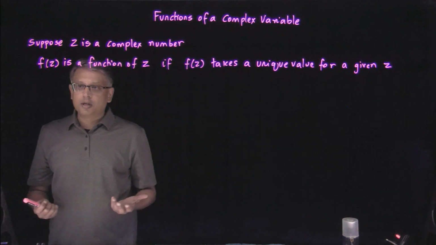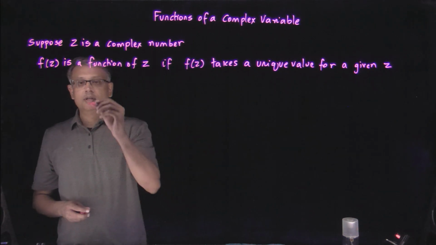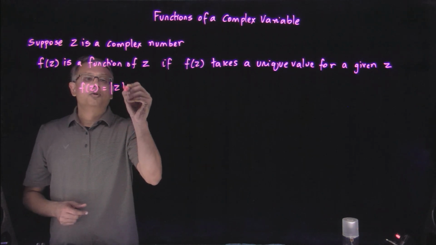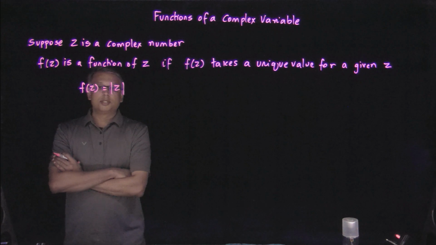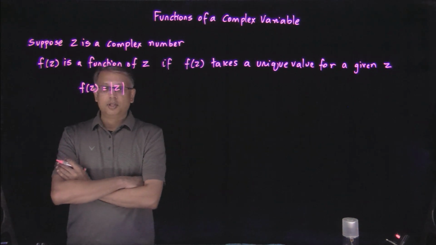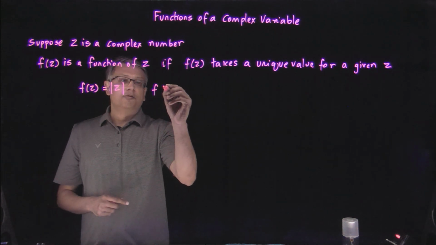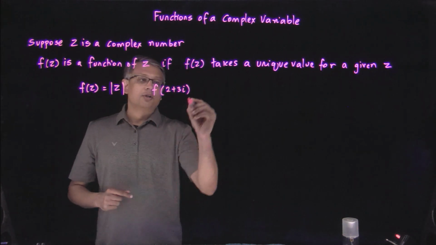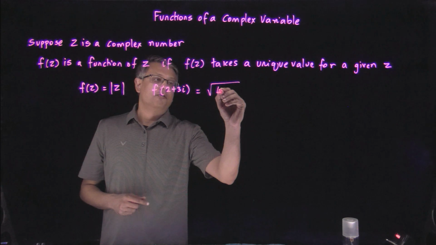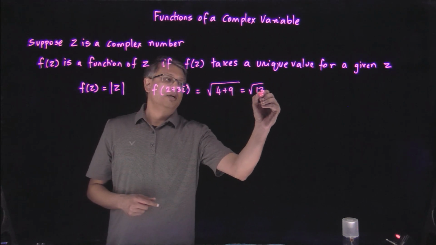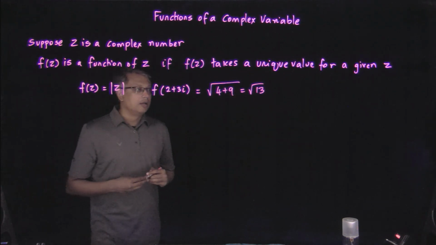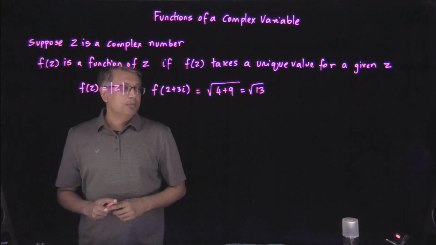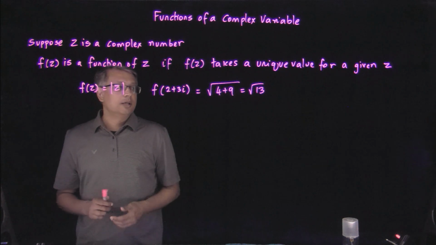I'll give you a few examples of functions that you may have seen before. So for example, the magnitude of the complex number z is a function of z, because for example, if z is 2 plus 3i, then this function is simply square root of 4 plus 9, which is square root of 13. So that's just a fixed value. And remember, when we talk about magnitudes, we're always defining it to be just the positive value of the square root. So then it takes a unique value.